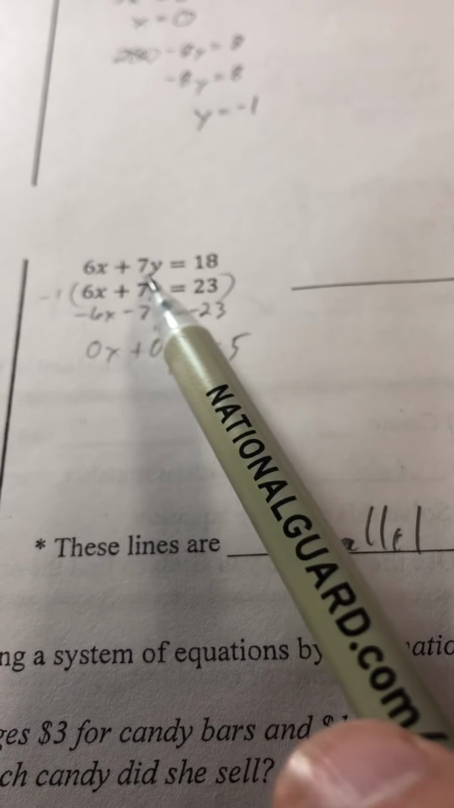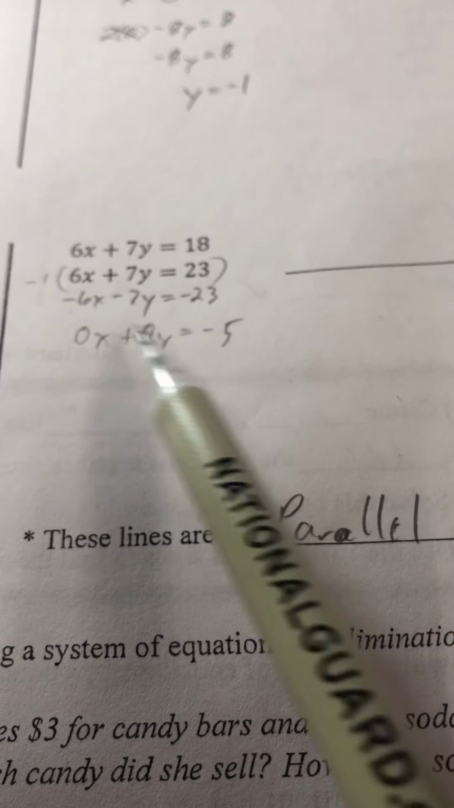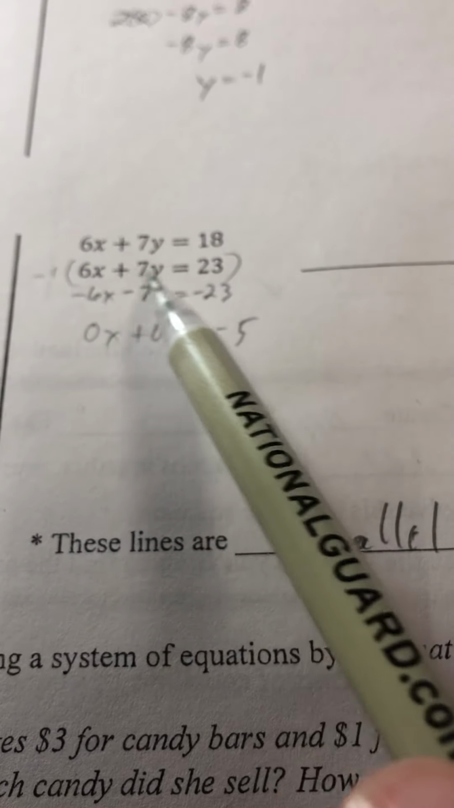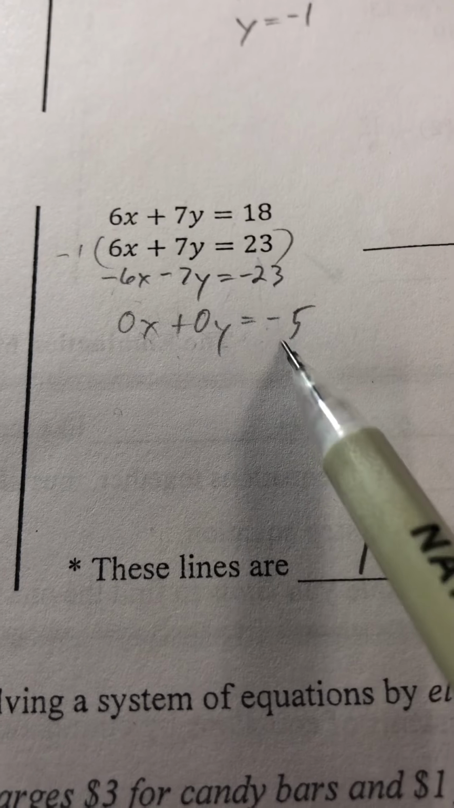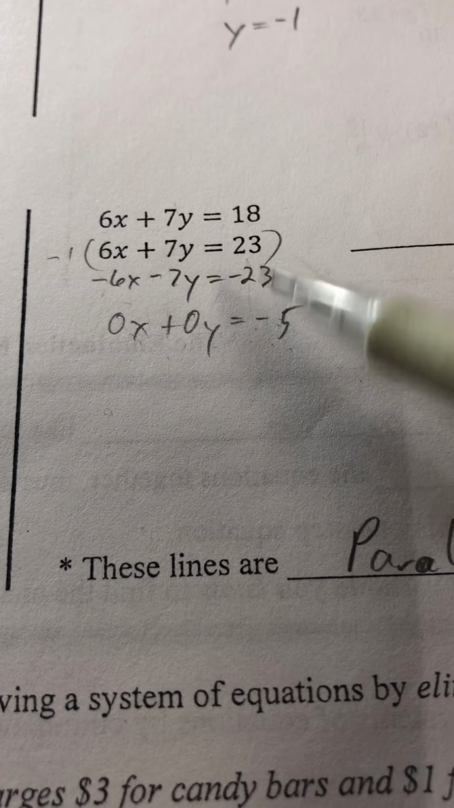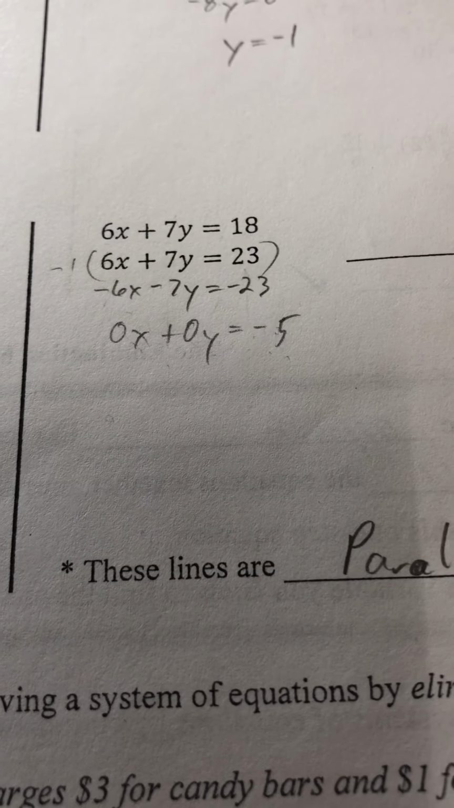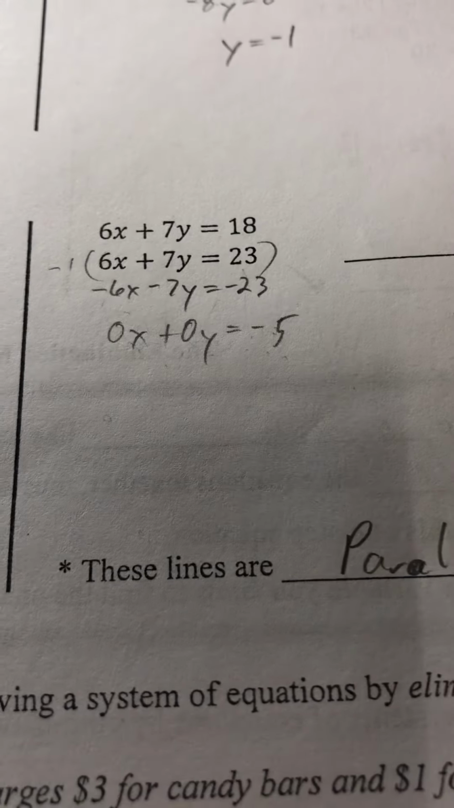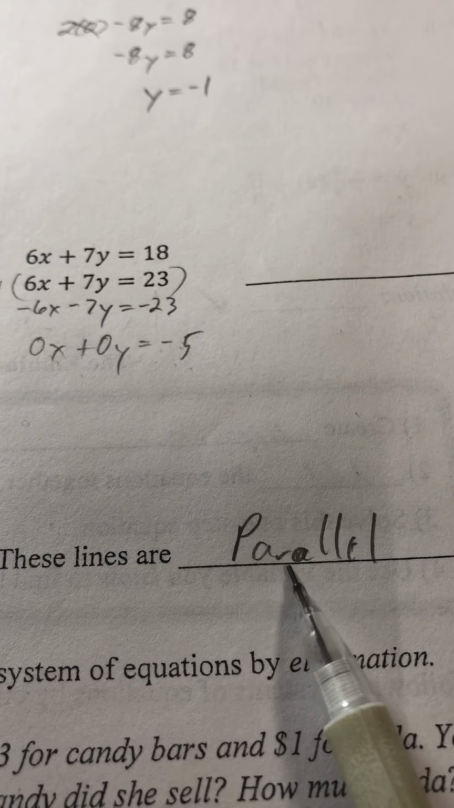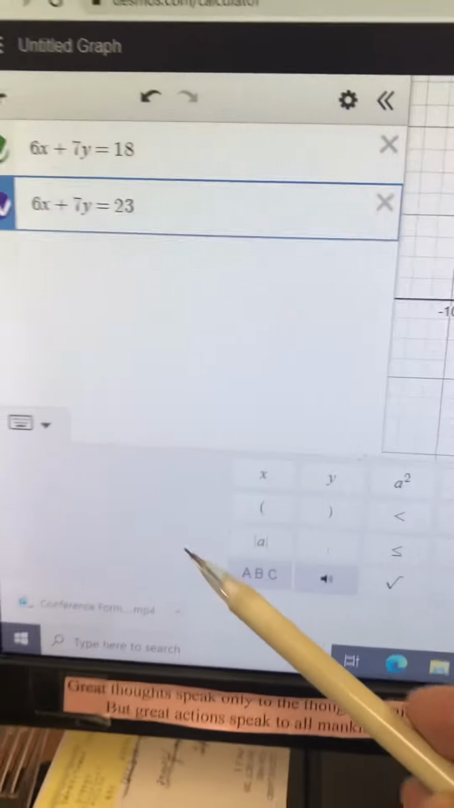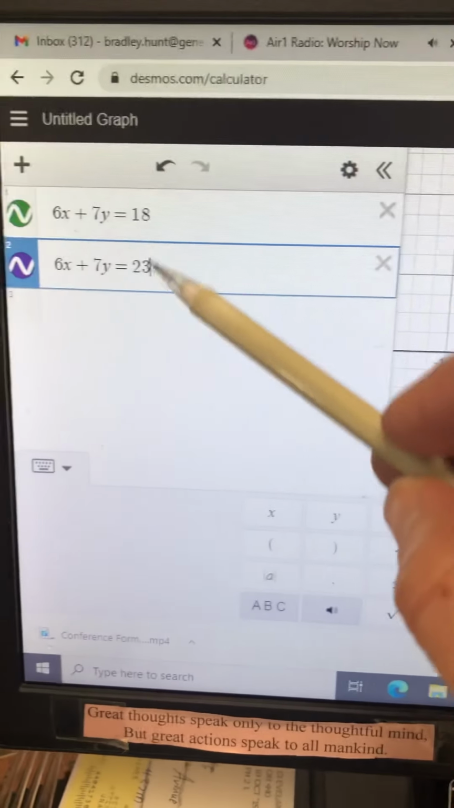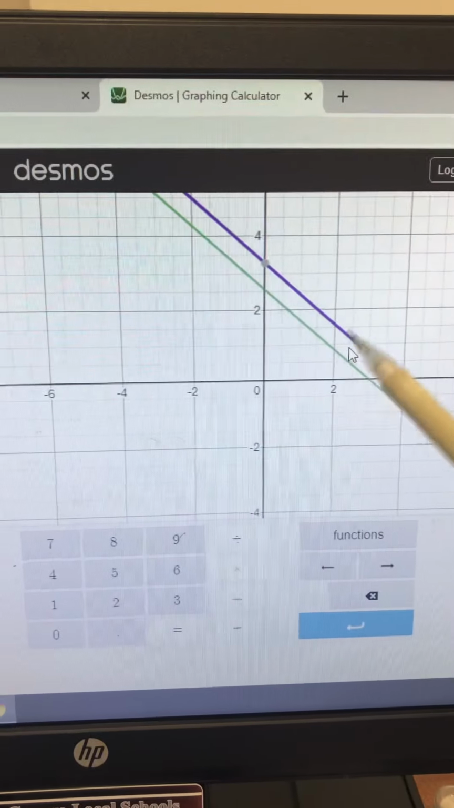When you have the same x and y, this ended up looking ugly when I started to do this. It was 0x and 0y, and then I got a -5. If you get a number, that's going to be the difference between the two lines. Somehow it's just going to be parallel. It's not the best way to explain it, but once again, plugging it into Desmos or your graphing calculator using the keypad down here, you could end up seeing it. Oh yeah, these two are parallel to one another, so that helped.